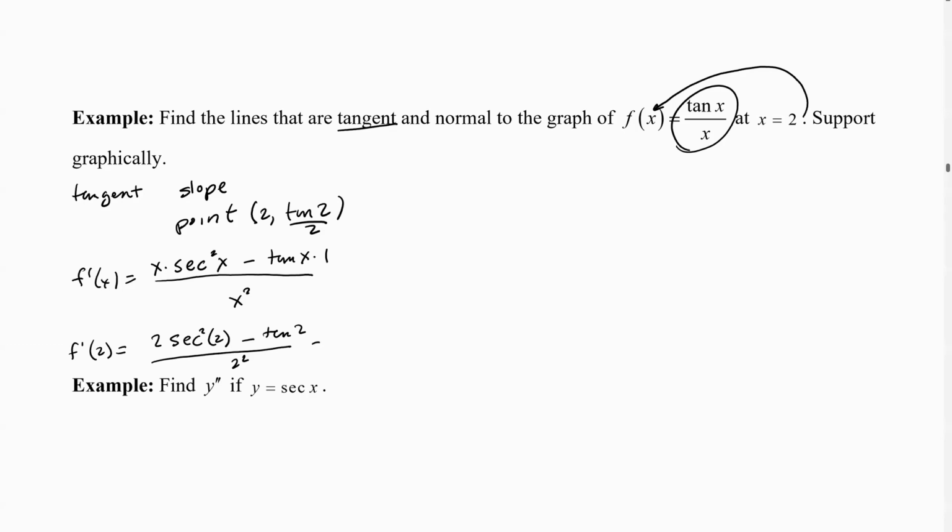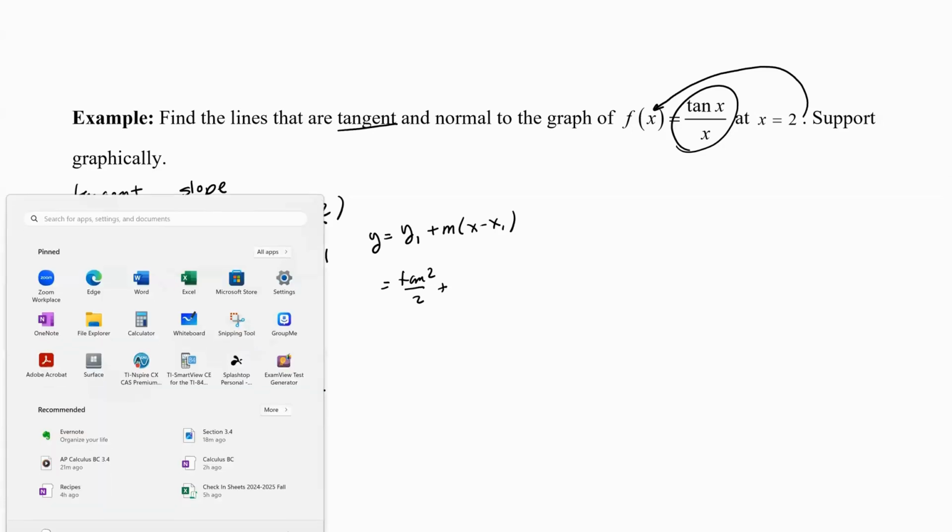No idea. But let's see if we can support graphically that this really is the slope of the tangent line, right? And my tangent line would be y equals, and remember our form for the point slope form, y1 plus m times quantity x minus x1, which in this case is going to be tan 2 over 2 plus this whole thing. Gosh, I'm actually going to want to put that value into a calculator. So let's go ahead, break out the calculator.